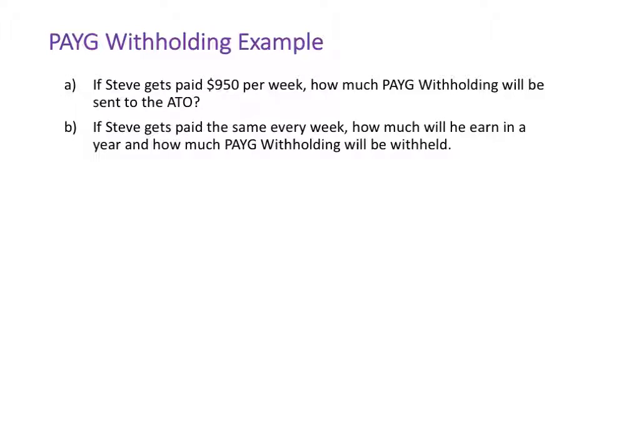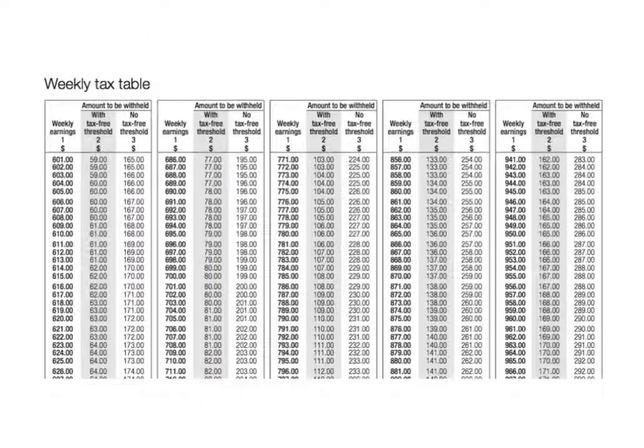The first step in answering our example is to have a look at the ATO tables. We know that Steve gets paid $950 per week, so we have to make sure we are looking at the ATO tables that relate to weekly wage payments. Once we've found our table, we then need to find out how much someone getting paid $950 should have withheld. The weekly PAYG withholding table, and we know that it's weekly because it says so up the top, looks like this. It's going to have columns across the page.